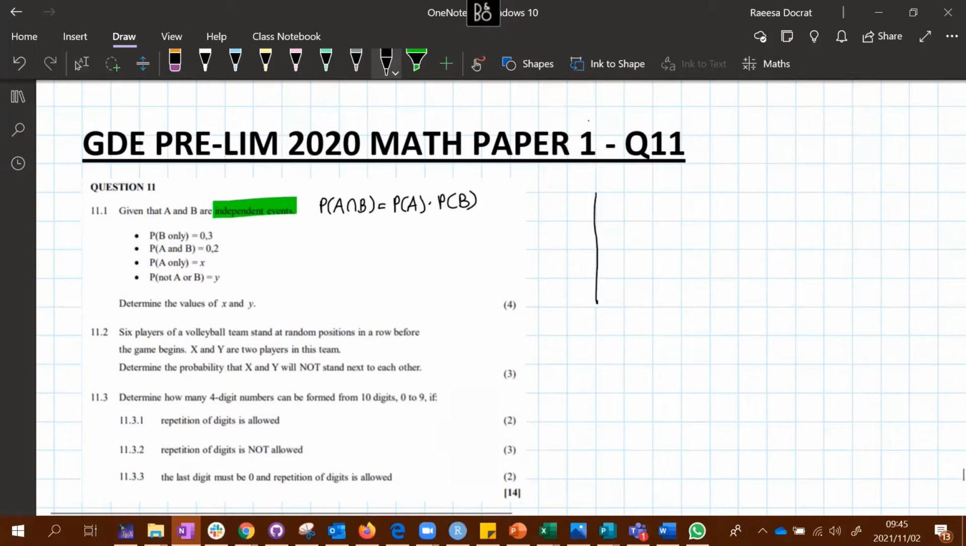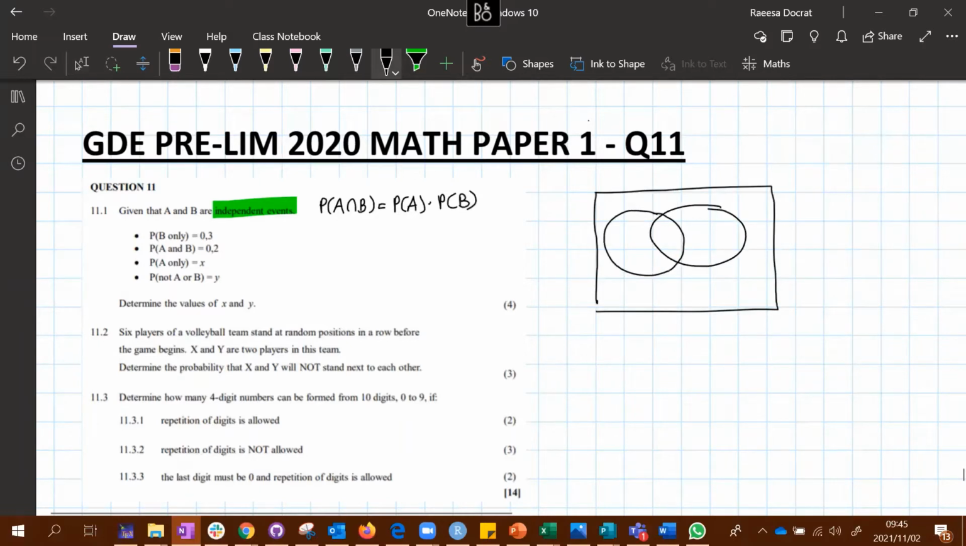I'm just going to draw a Venn diagram to represent some of this information. So we have event A, we have B, and the probability of B only is 0.3. So what's happening in this little piece is 0.3. The probability of A and B is 0.2. So this here is 0.2. The probability of A only is X. So that goes there. And then the probability of not A or B, which is the rest, is over there.